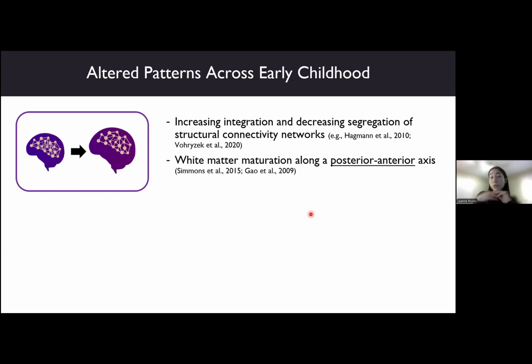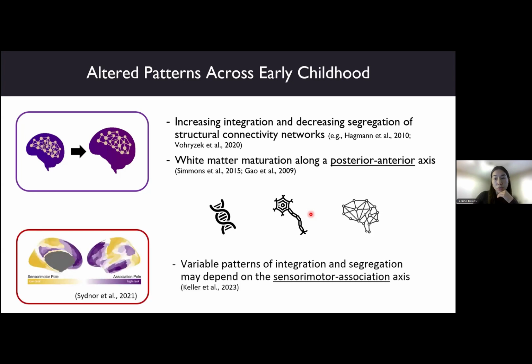In addition to this posterior-anterior axis, a principal sensory-motor to association axis of hierarchical cortical organization, so spanning from these primary sensory-motor in yellow regions to polysensory association regions in purple, has also been observed. And this axis has been seen across numerous neurobiological features, such as electrophysiology, gene transcription, neuron density, and connectivity structure. Functional brain network studies have also found diverse connectivity profiles and developmental trajectories, including changes in segregation and integration with age.